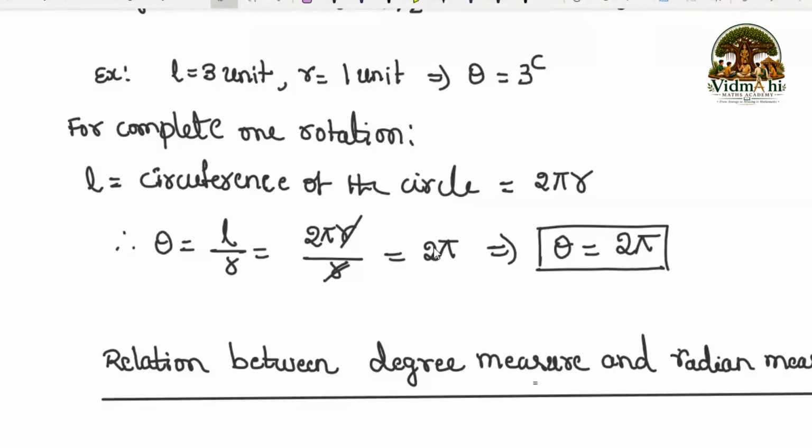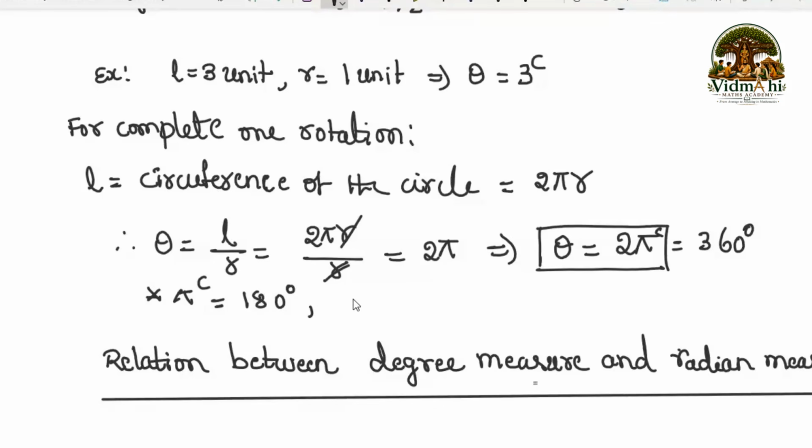One important note: for complete one revolution, theta is 2 pi, and 2 pi is equal to 360 degree. So 2 pi radian is 360 degree. Now what about pi radian? Pi radian is 360 by 2, that is 180 degree.